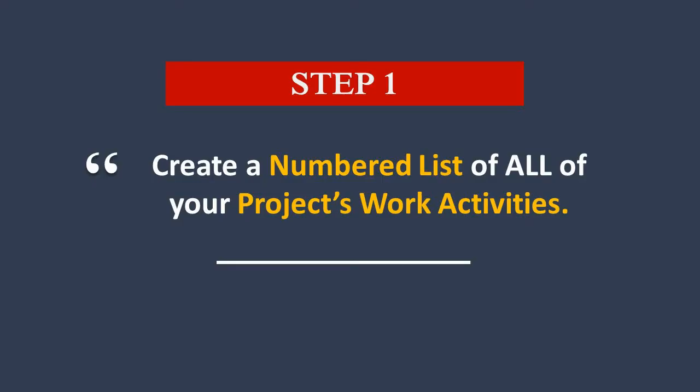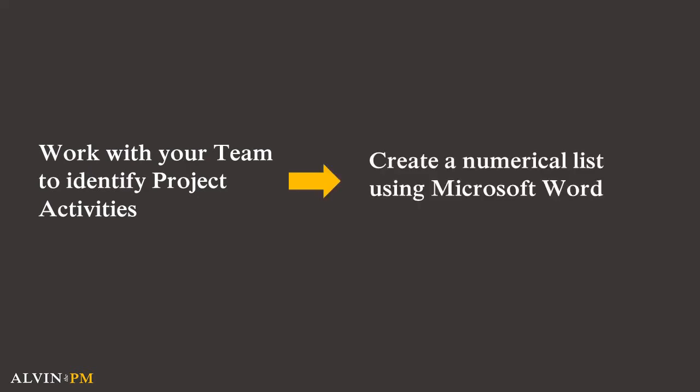The first step that I typically follow is I like to create a numbered list, which outlines all of the project's work activities. After you've met with your team and you've worked together to identify all of the work activities that are required to execute your project, I like to create a numerical list in Microsoft Word. This list will ultimately form the initial structure of your work breakdown structure.